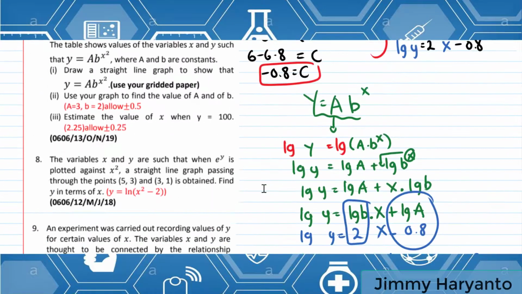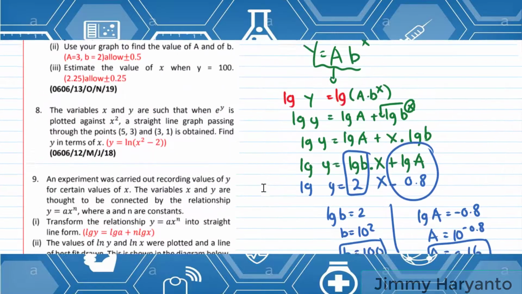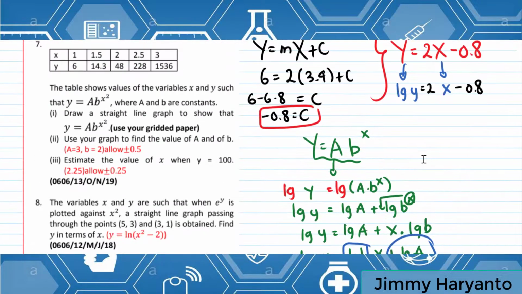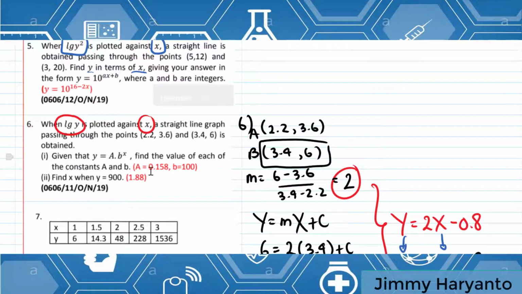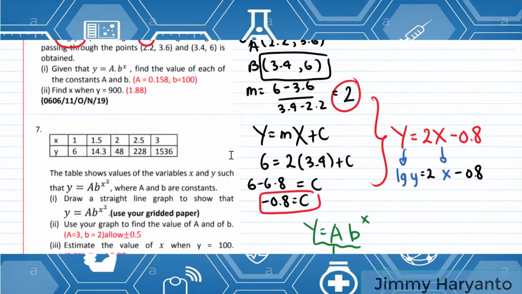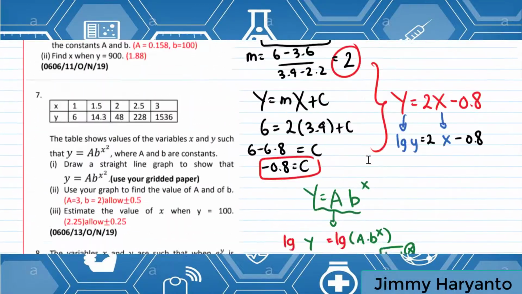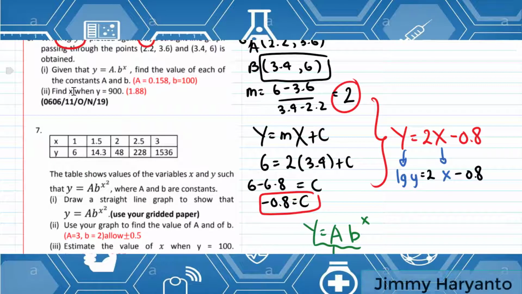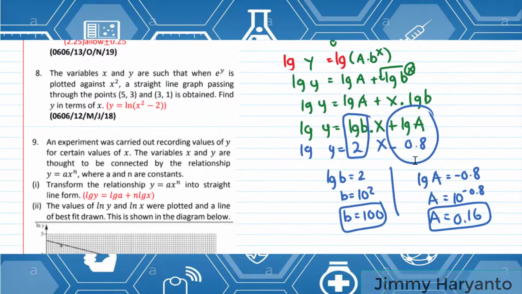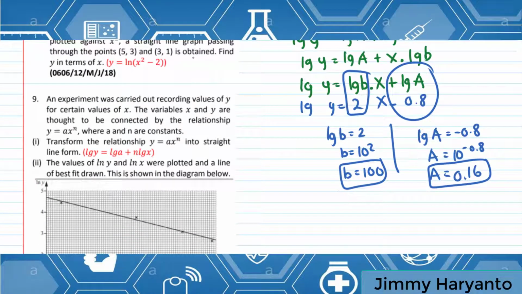Is it correct? Oh, it is said that A equals 3, guys. Wait, oh, not this one. This one, 0.158. Okay, good. This one is 100. Okay, good. And the next is we have to find X when Y equals 100.